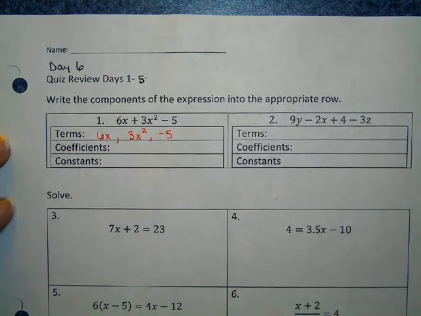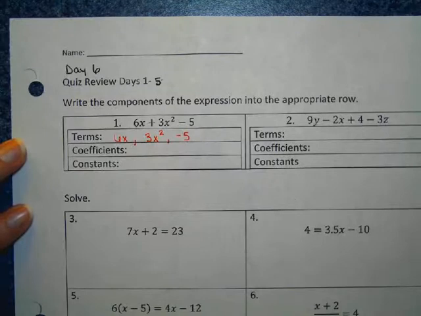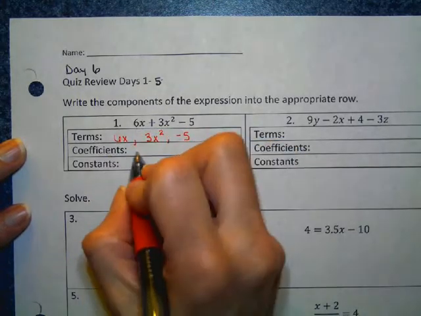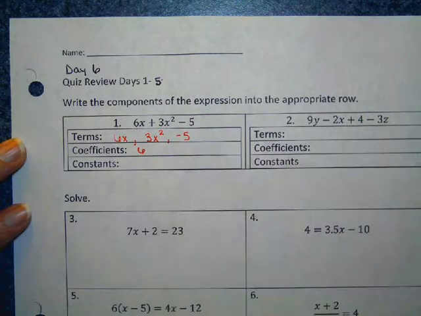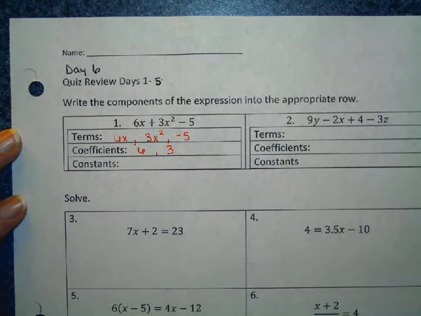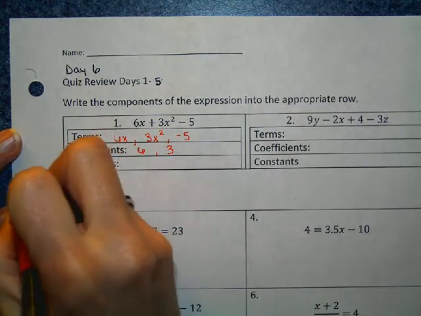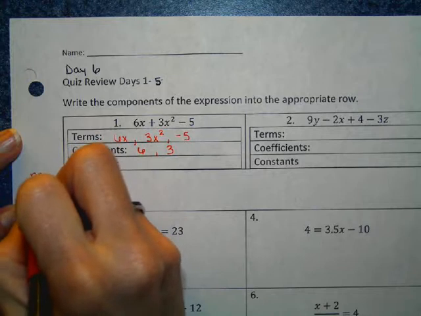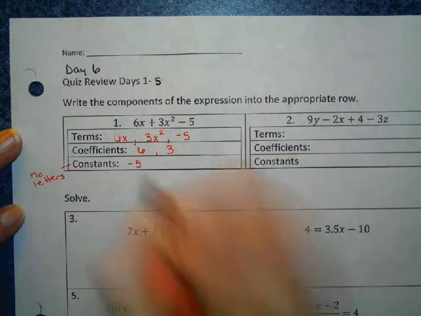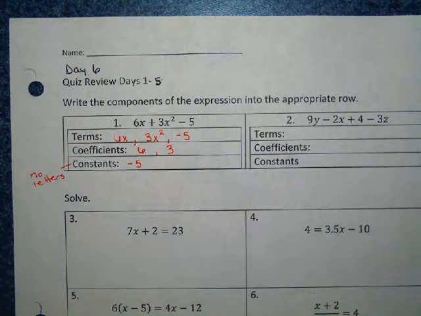Coefficients are numbers that are in front of a variable. So in this case, we have 6x and 3x squared. So the number 6 is considered a coefficient. It's a number in front of a variable. And 3 is a coefficient. It's also in front of a variable. A constant has no letters with it. So the constant in this one was negative 5. So coefficients and constants are numbers. Coefficients are numbers that are with variables, and constants are numbers without any variables.